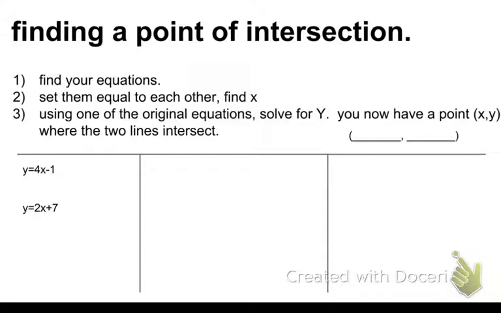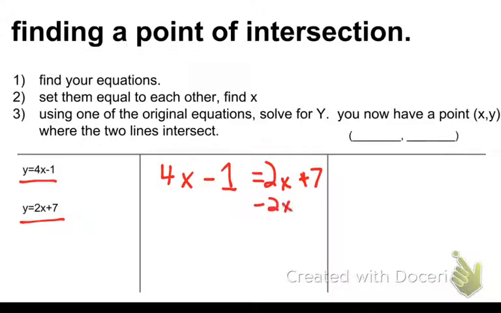Let's go ahead and solve it. Now I've got two equations here. y equals 4x minus 1 and y equals 2x plus 7. Well, they both equal y, so let's set them equal to each other. 4x minus 1 has to equal 2x plus 7. Well, what's going to be easier? It's going to be easier to bring 4x over or 2x over. Well, I think bringing 2x over is going to be easier. So I subtract 2x from each side.